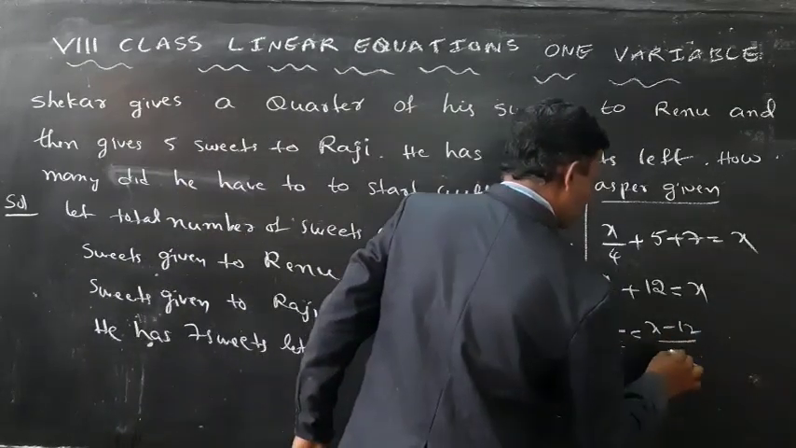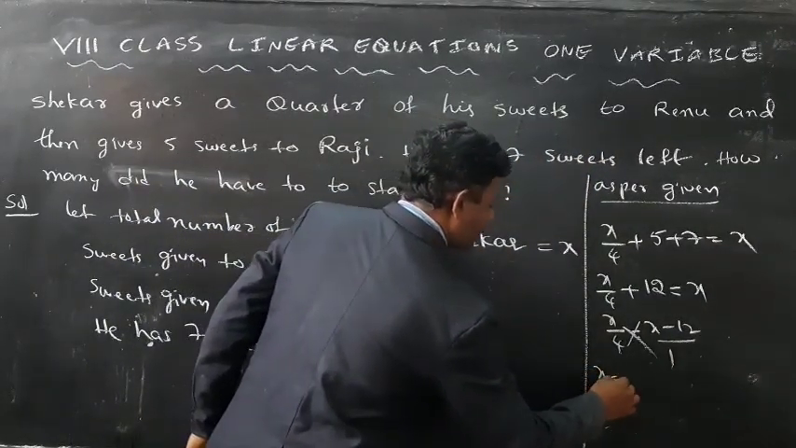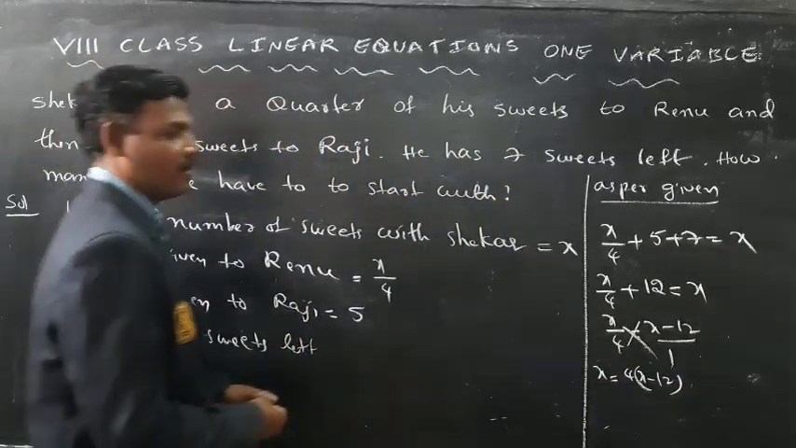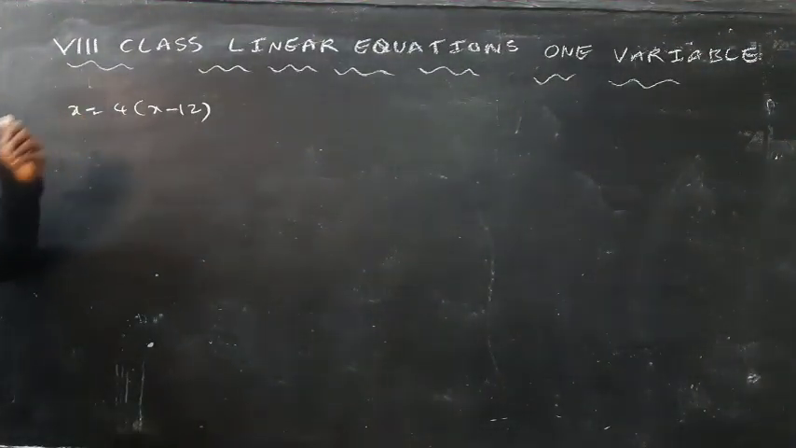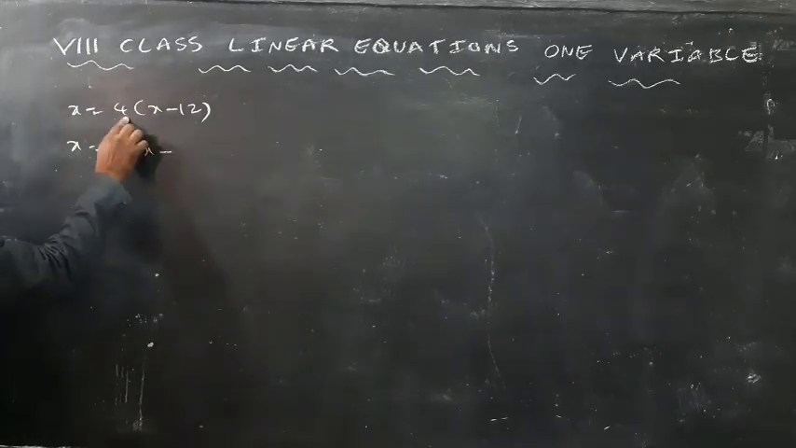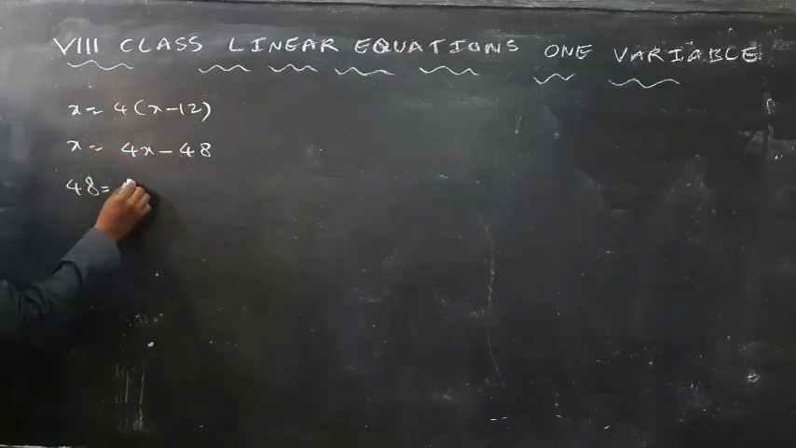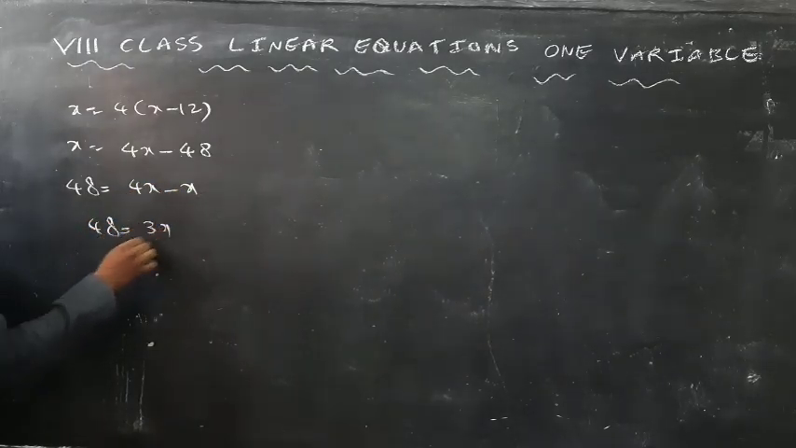Now we are doing cross multiplication. By cross multiplication, we get X is equal to 4 into X minus 12. X is equal to 4X minus 48, since 12 4s are 48. Now I am taking like terms to one side. Minus 48 plus 48 plus X minus X. So 4X minus X. 48 is equal to 3X.